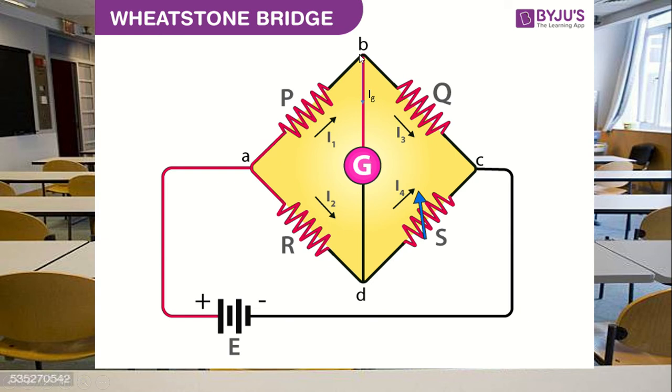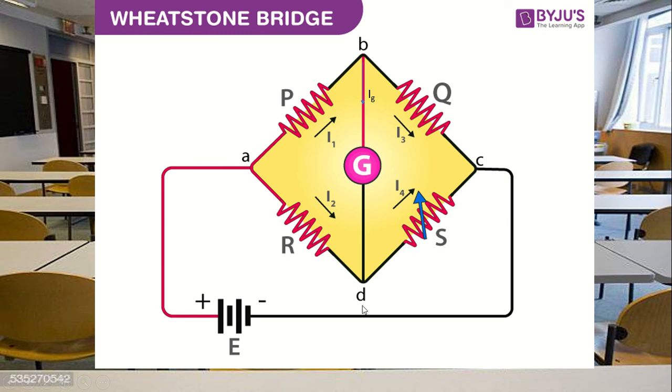Because of the potential, we let the potential at point B be greater than the potential at point D. That's why current flows from B to D, because current always flows from high potential to low potential. If we let the potential at point D be greater than at point B, then the current will flow from D to B. So whether current flows through the galvanometer or not depends on the potential at points B and D.